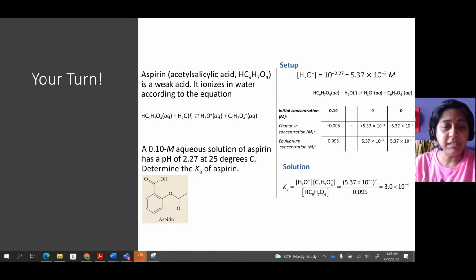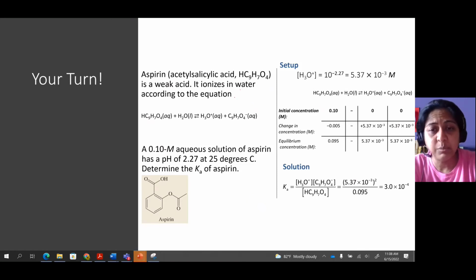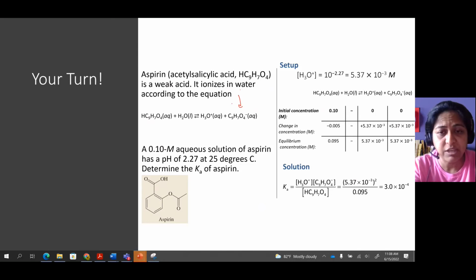Here is your turn. Even though I explain these problems, when you are preparing for the test, just stop the video and try to get the answer for these questions by yourself. Aspirin, acetylsalicylic acid, is a weak acid. It ionizes in water according to this equation, giving hydronium ions and the conjugate base. A 0.10 molar aqueous solution of aspirin has a pH of 2.27 at 25 degrees Celsius.